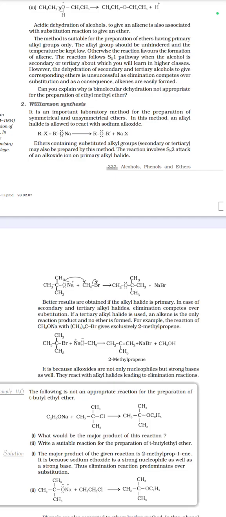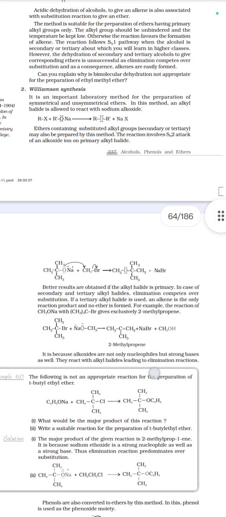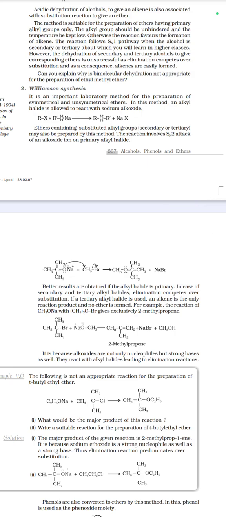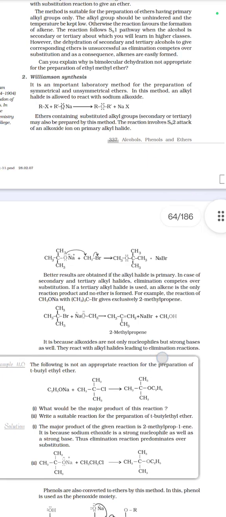The reaction follows SN1 pathway when the alcohol is secondary or tertiary, about which you will learn in higher classes. However, the dehydration of secondary and tertiary alcohol to give corresponding ether is unsuccessful as elimination competes over substitution, and as a consequence alkenes are easily formed. Can you explain why bimolecular dehydration is not appropriate for the preparation of ethyl methyl ether?